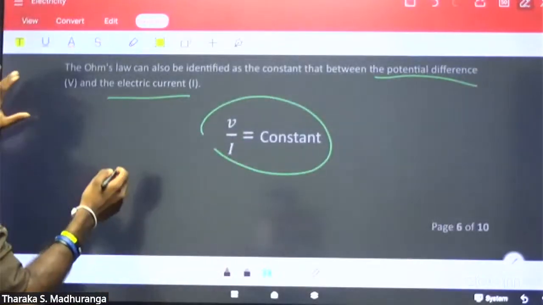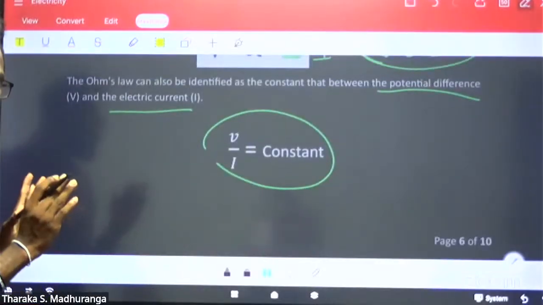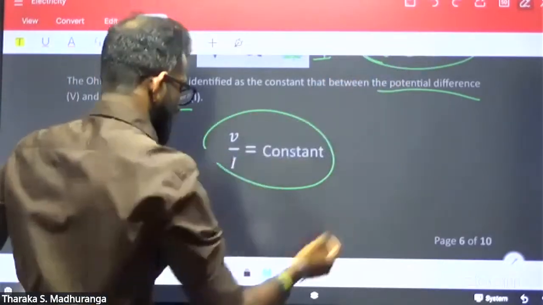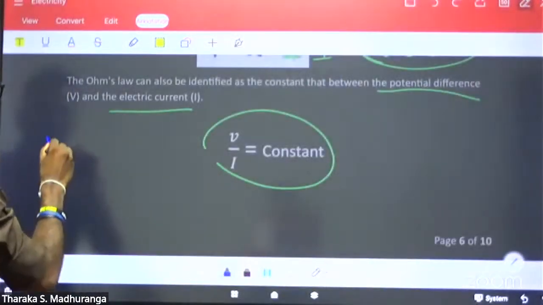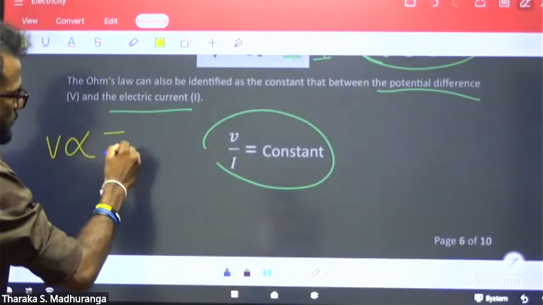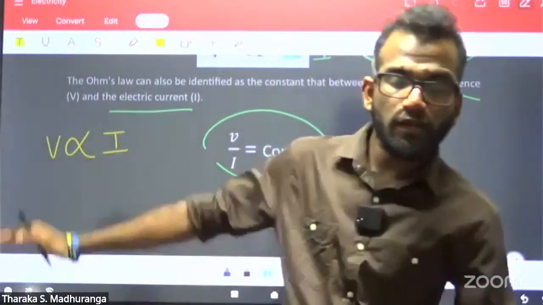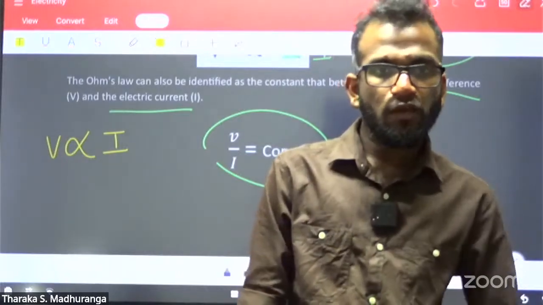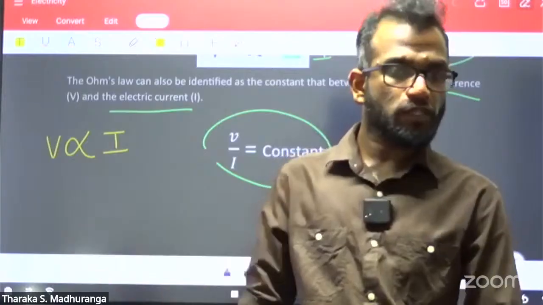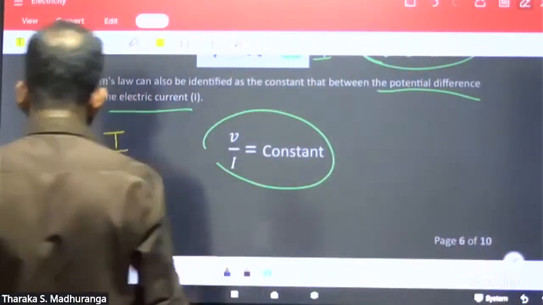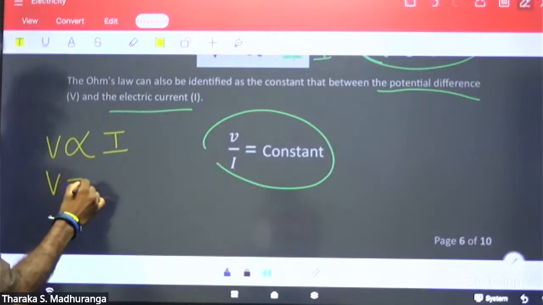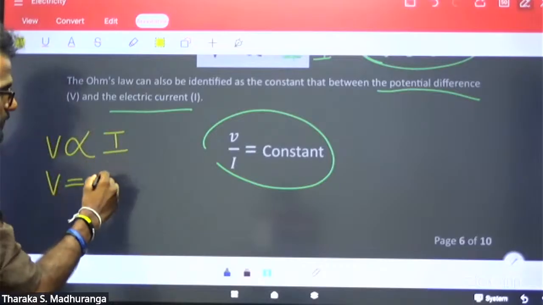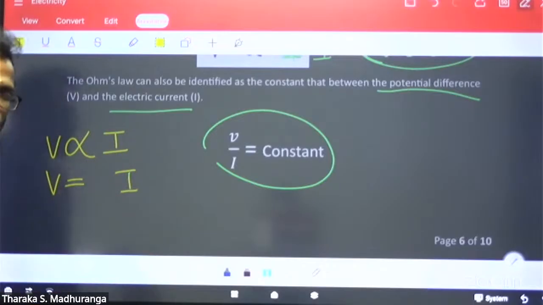Okay, now according to our explanation, V is directly proportional to I. I need to make an equation from this relationship now. How do we make an equation? I need to remove this proportional mark. We can remove the proportional mark: V equal to I.